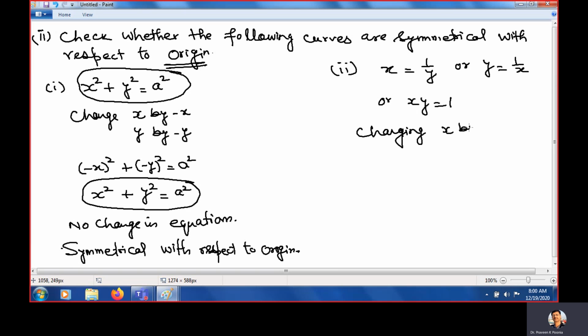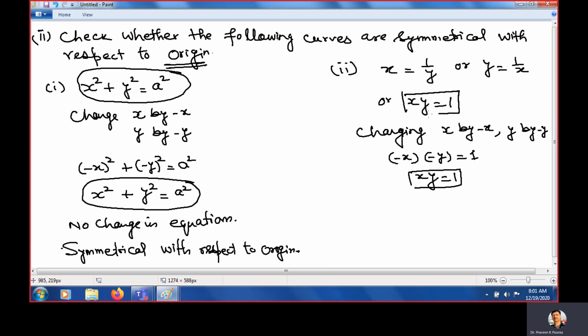Changing x by minus x and y by minus y, so minus x minus y equal to 1. Minus minus plus, so xy is equal to 1. You can see both are same. Same means symmetrical with respect to origin. Clear? This is the second type of question.